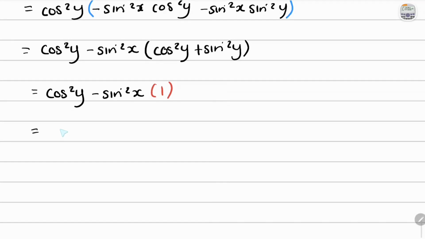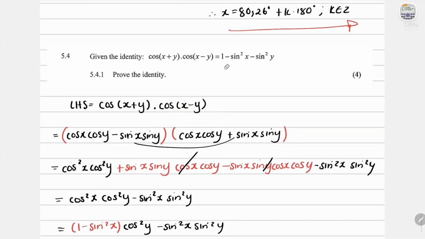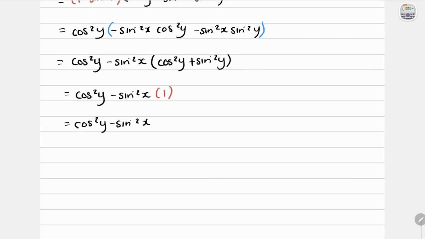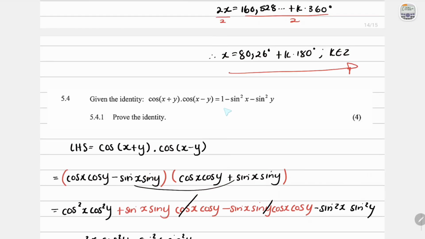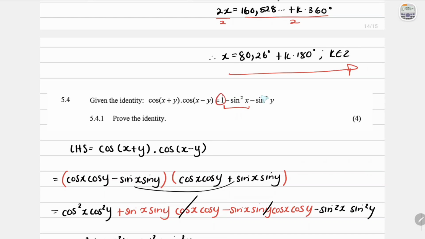So really all we have is cos squared y minus sine squared x. How can we get this to look like this? We're not that far off anymore, because do you see that this has 3 terms, and one of the terms that it has is minus sine squared x, which is also what we have, minus sine squared x. So the other term is 1 minus sine squared y.